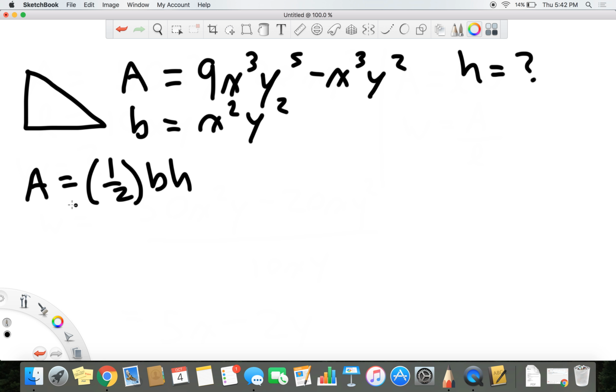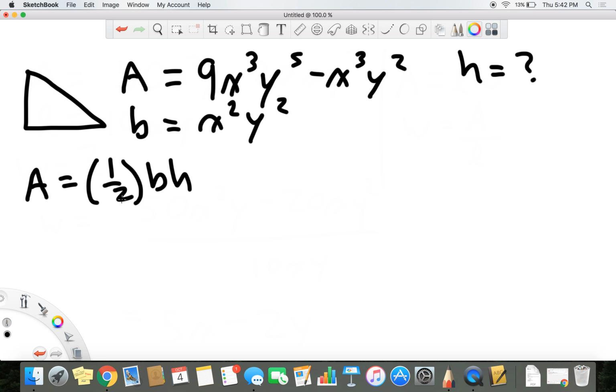Now, first what we want to do is write down the formula, which I did, for the area of a triangle. And we want to rearrange it so h is going to be equal to the rest of the formula, because we don't have h and we have everything else. So let's do that one at a time.